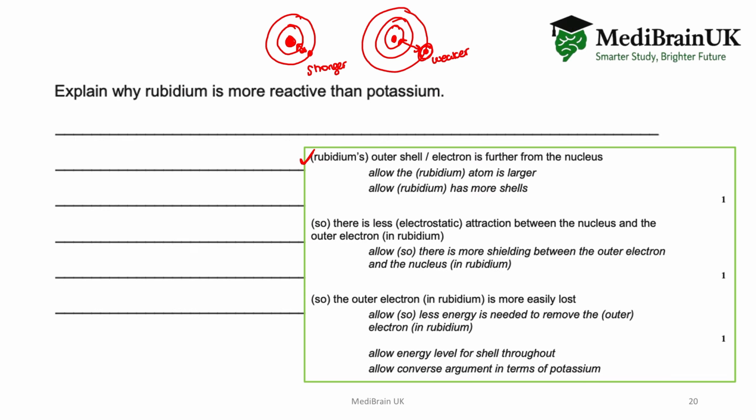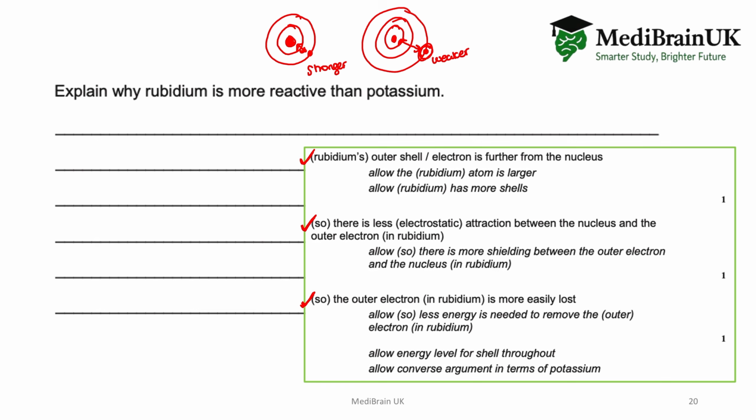This means there is a weaker attraction between the nucleus and the outer shell electron. That's where your second mark is coming from. So the first mark, distance, second mark, attraction, and then the third mark is from making the conclusion that because there is a weaker attraction, that electron is more easily lost.